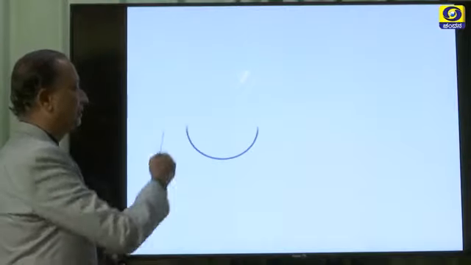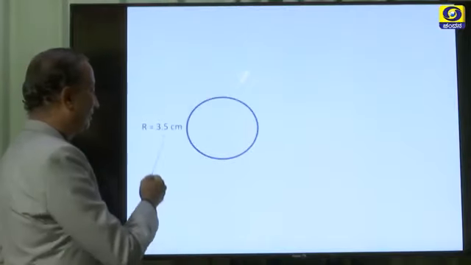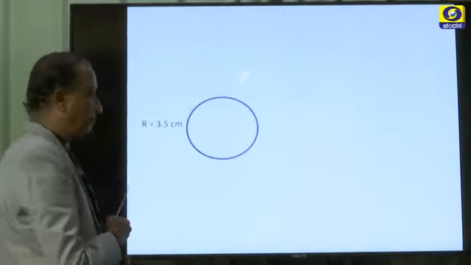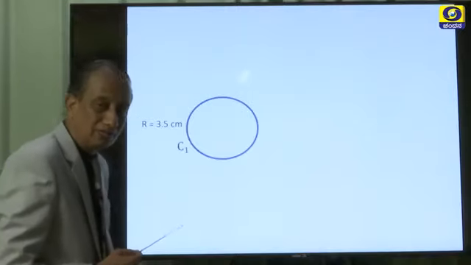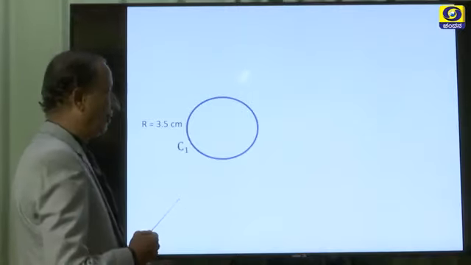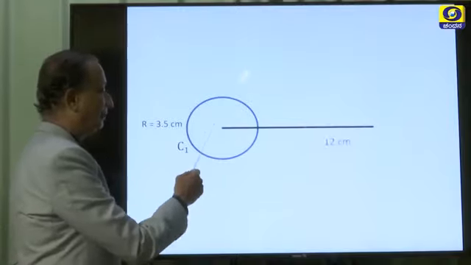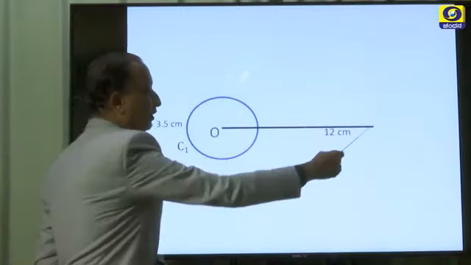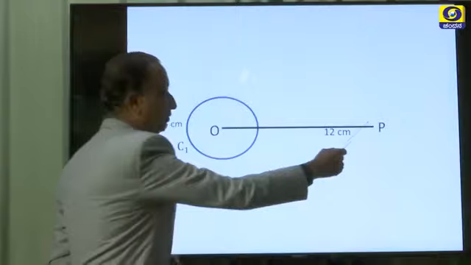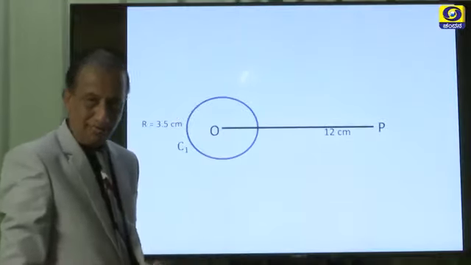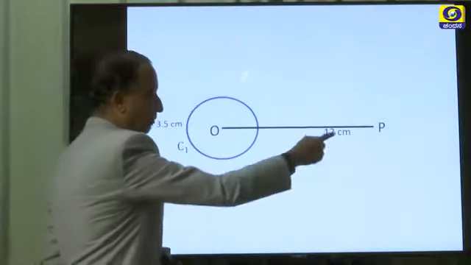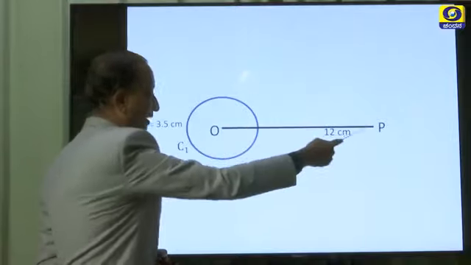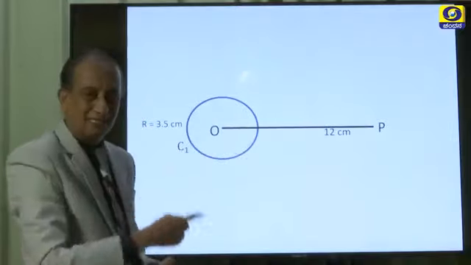Okay. First, draw a circle like this. The radius has to be 3.5 centimeter. Call this circle number 1. From the center, you measure 12 centimeters like this. So, this point is the external point, this is the point P from which we have to draw a pair of tangents to this circle.